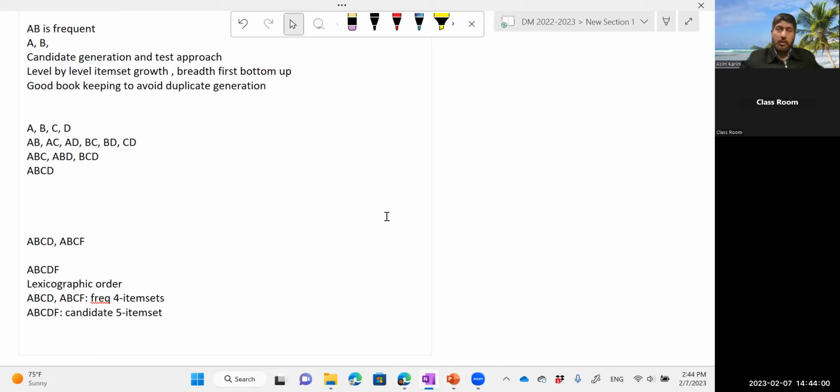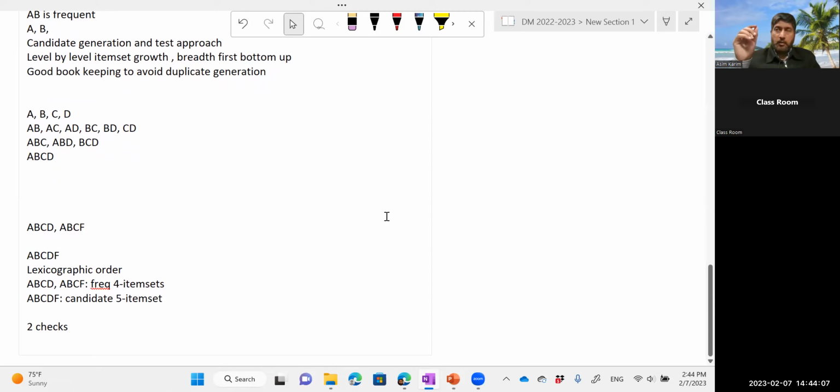So there are two checks that we can apply. The first check is we find all the four subsets of this generated candidate item set and check whether they appear in the frequent four item sets. Ab ye candidate five item set hai, isme do four subsets wahi honge jisse hamne ye generate kiya, but isme aur bhi honge. For example, B C D F is also a four subset. Is this frequent?